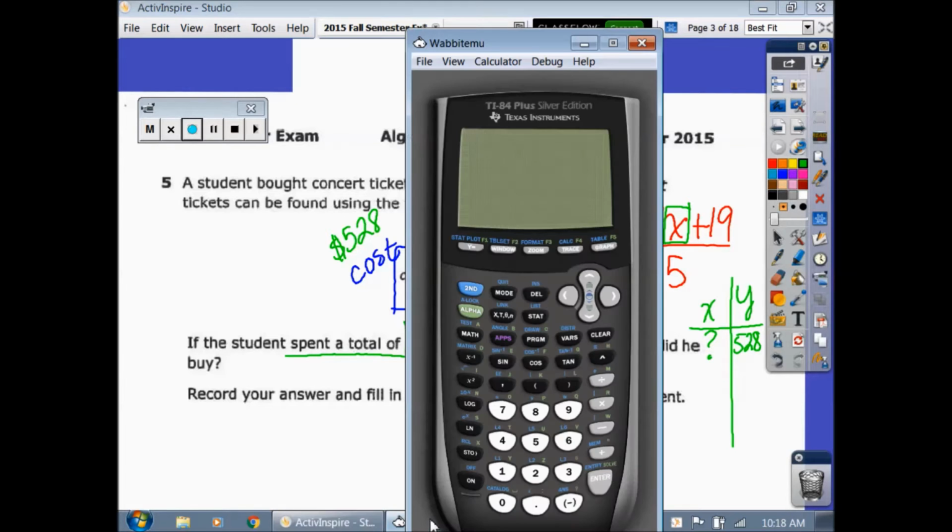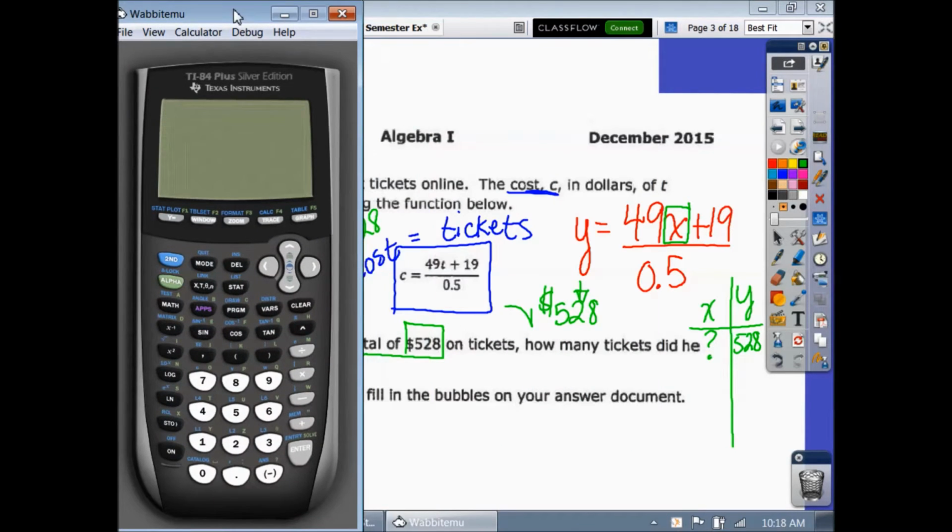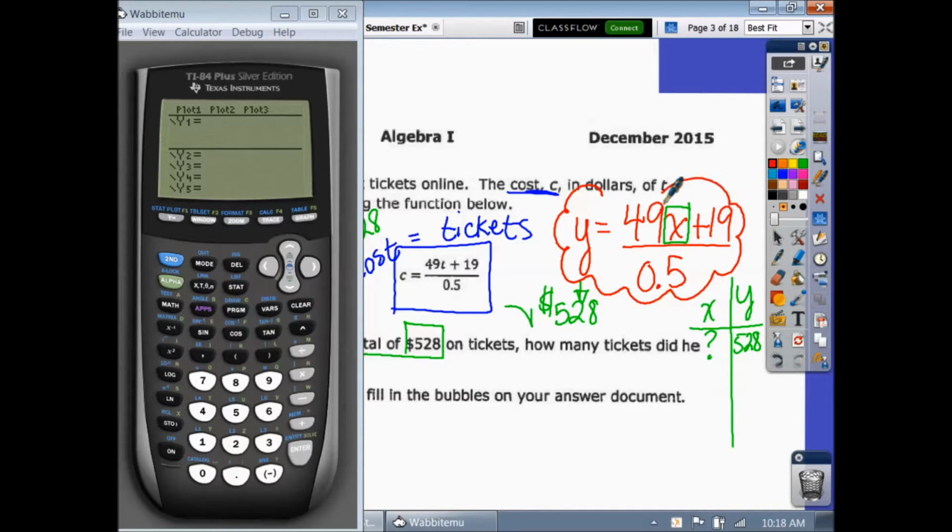Guess what? The calculator will do that for us since it's already in y equals. So we're going to go under y equals and type this equation in red into the calculator. We're in y equals, and we're going to do our alpha f1. We're going to type in the top part of the fraction, 49x plus 19.